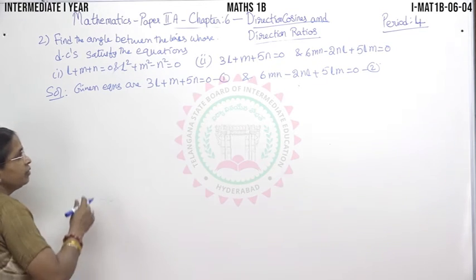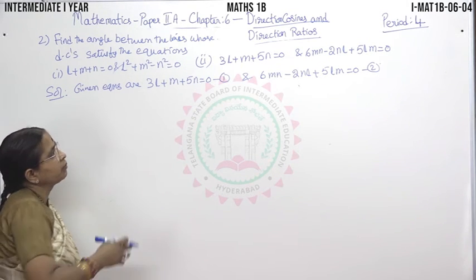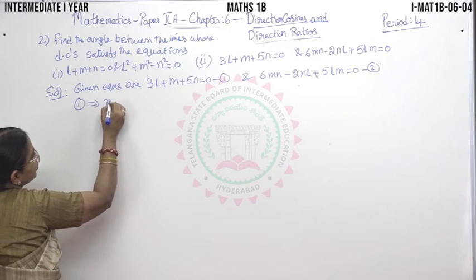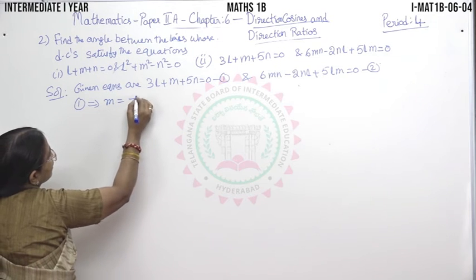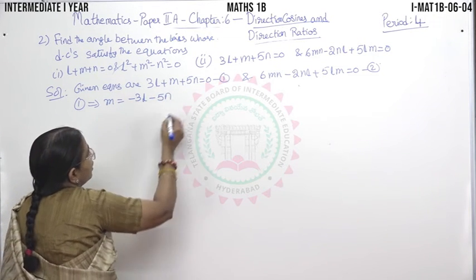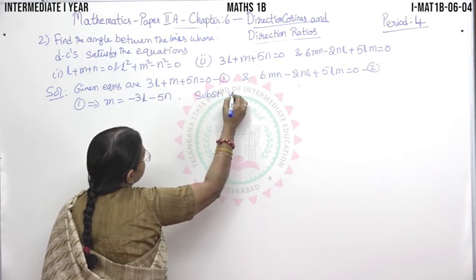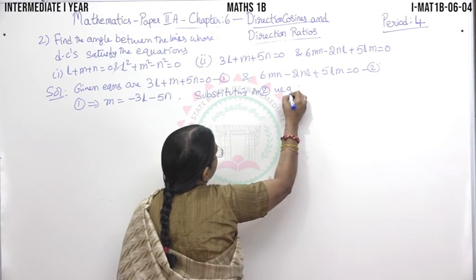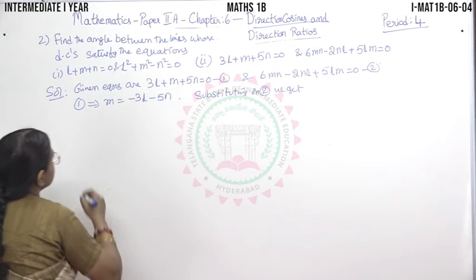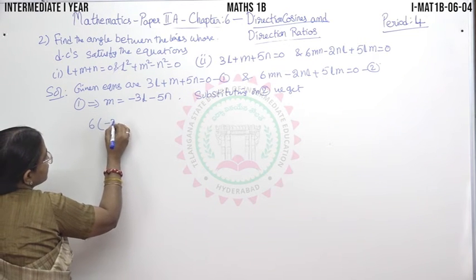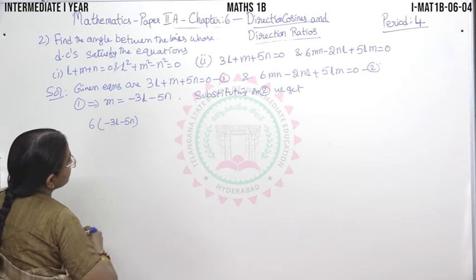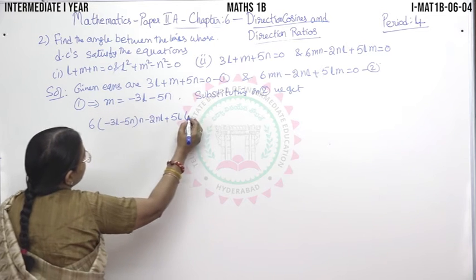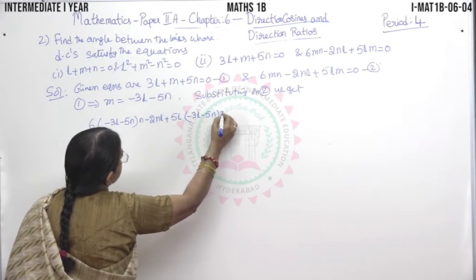Now what we do is, from the first equation you can find either L or M or N. Here it is easy to find the M value because its coefficient is 1. So from the first equation you will get M is equal to minus 3L minus 5N. Now substituting in the second equation we get 6MN, 6 into M, where M is minus 3L minus 5N, into N, minus 2NL plus 5L into M, M is again minus 3L minus 5N, is equal to 0.